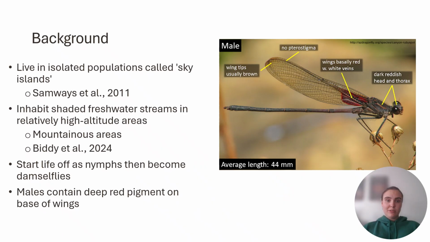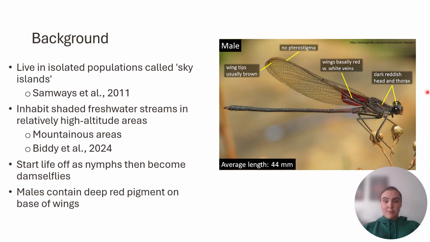To start off, we will go over some background information. Canyon ruby spots live in isolated populations called sky islands. They are isolated due to the mountainous region canyon ruby spots reside in. Canyon ruby spots specifically inhabit shaded freshwater streams in these relatively high altitude areas. They need freshwater streams as they start off life as nymphs, which are aquatic.